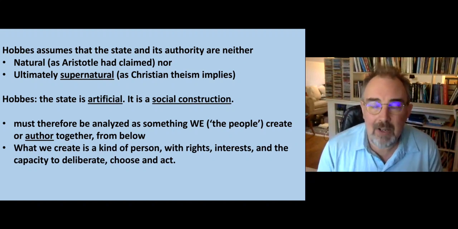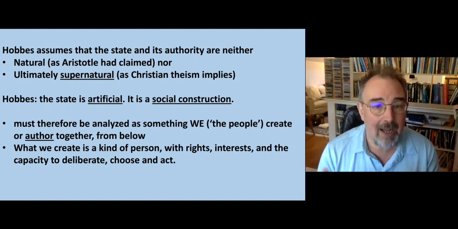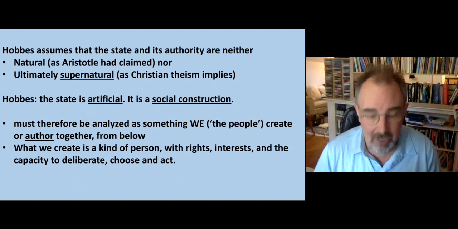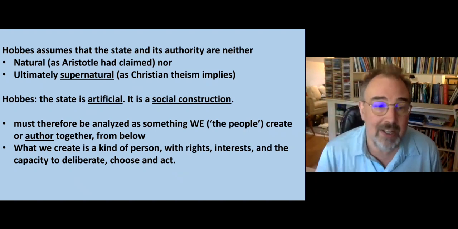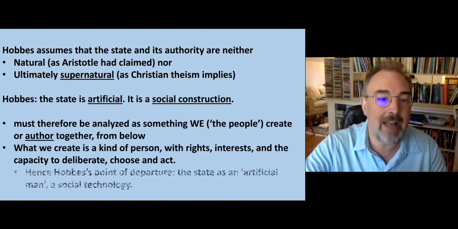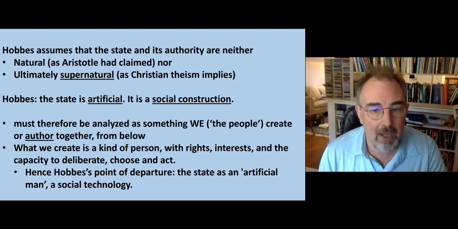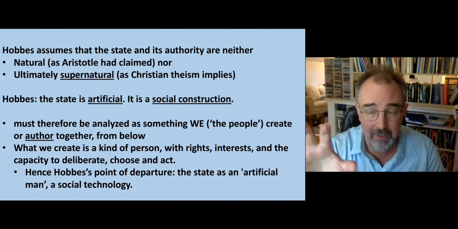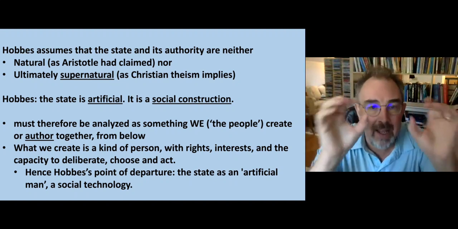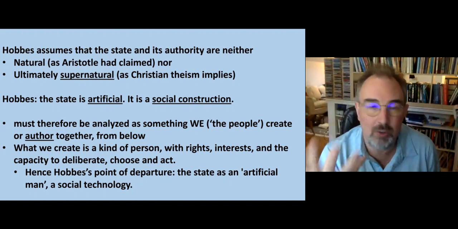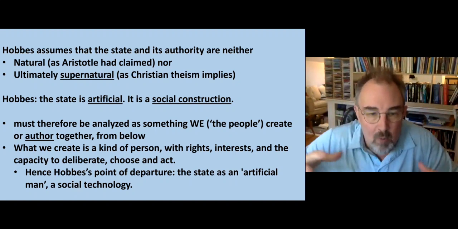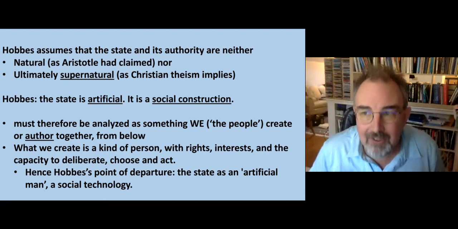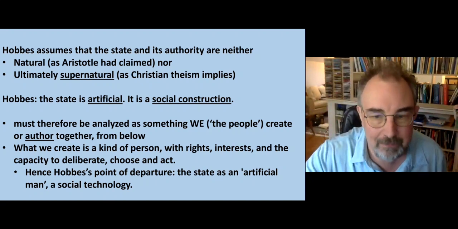Secondly, and this is the point about an artificial man, the sort of central opening move of the book, right, in the introduction. What we create when we construct the state is a kind of person with rights, interests, the capacity to deliberate, choose, and act. That's Hobbes's point of departure, right? The state is an artificial man. Again, think of the image on the front cover of this monster that is constituted by little scales, each of which represents an individual citizen, right? That's the point of that, right? It's ours. We create it, right? It's a piece of social technology that we ourselves contrive and construct, right?